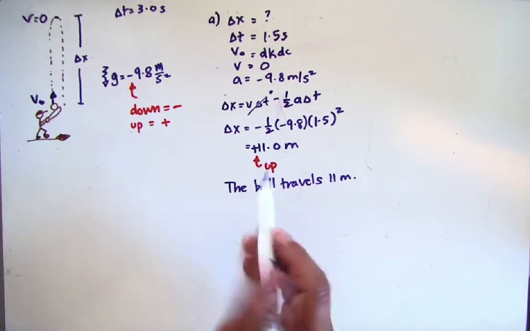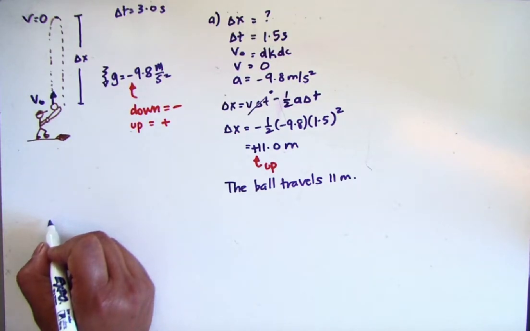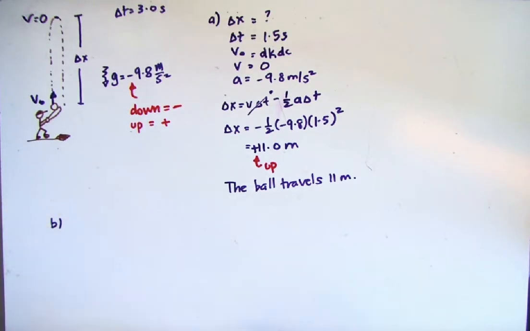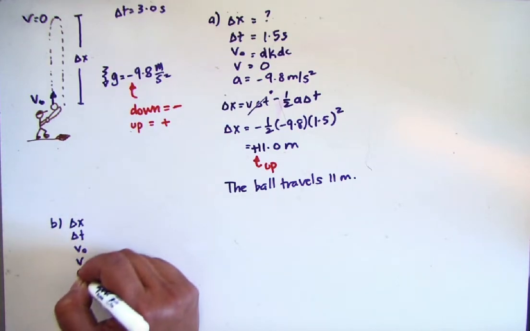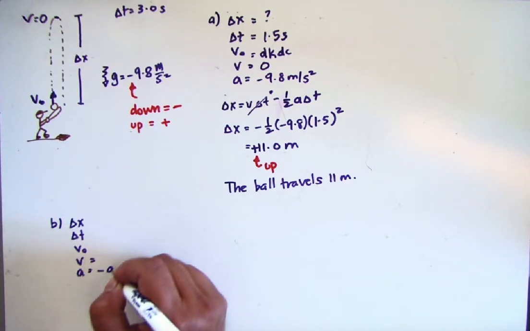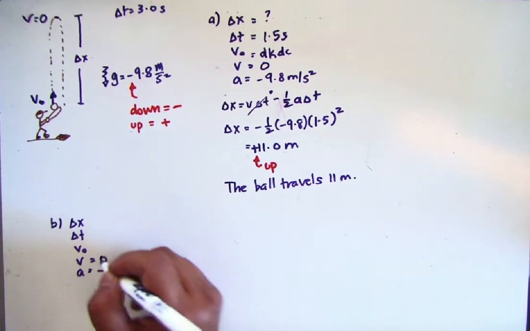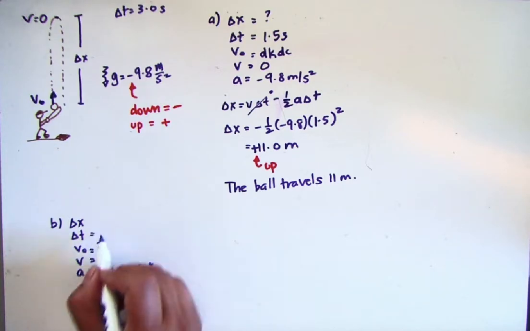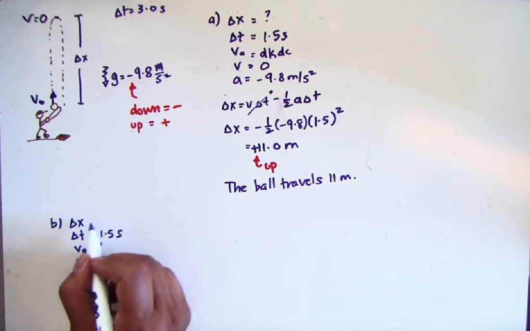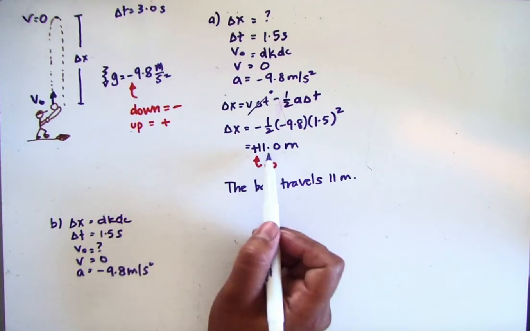Now part B of this problem is asking us how fast it is going initially. Really it's the same problem, just with a different unknown. So I'm going to do the same thing again: delta x, delta t, v naught, v, and a. I can substitute in what I know: a is still negative 9.8 meters per second squared, v is still 0 at the top. This is now my unknown, because it's what the question is asking for. The time is still 1.5 seconds. This time I can call delta x my don't know, don't care. I do know it, and I did care about it, but now I don't.